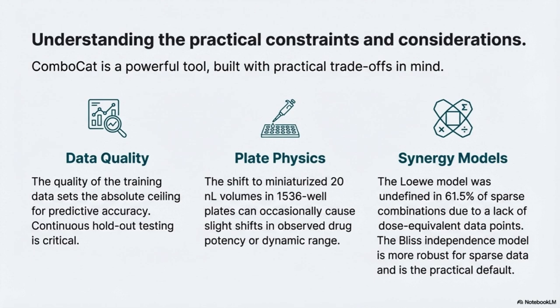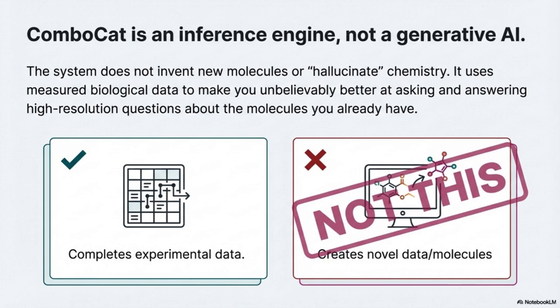The headline result is just staggering. Using Sparse Mode, Combocat screened 9,045 unique drug combinations in a single neuroblastoma cell line. 9,000. The paper describes it as the largest number of unique combinations ever tested in a single cell line to date. And that just completely changes the strategy for a research group.